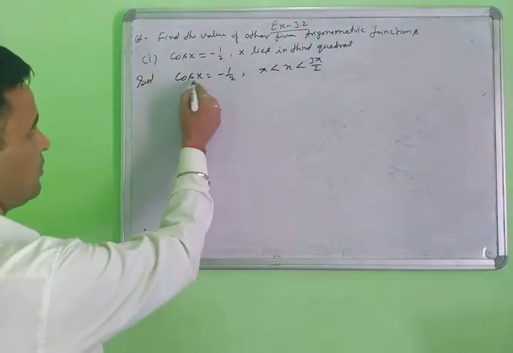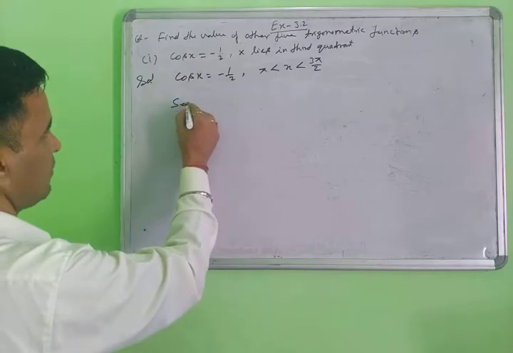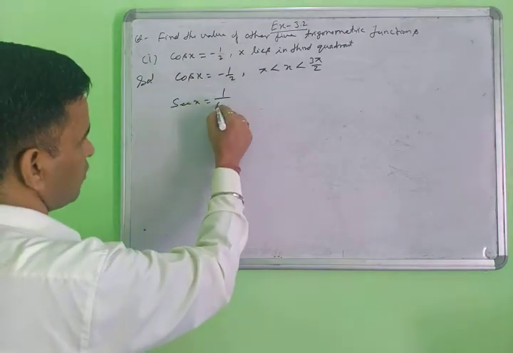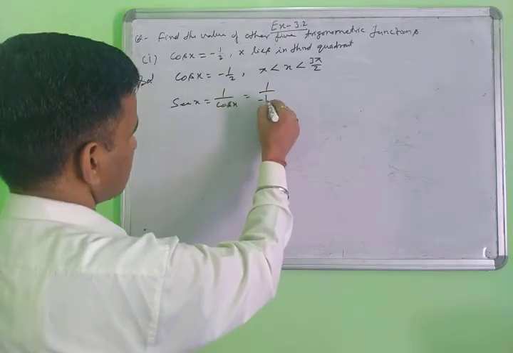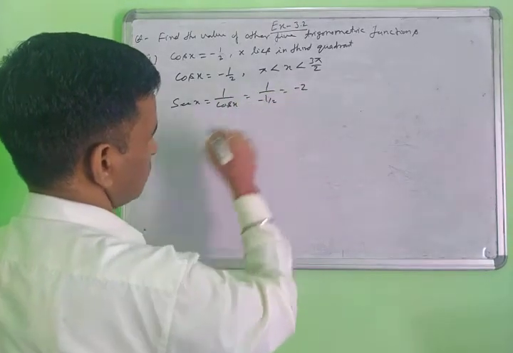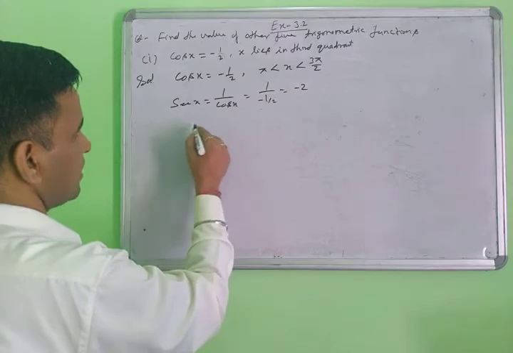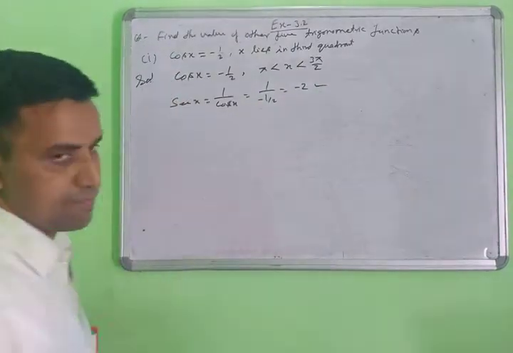Then what is the value of sec x? Sec x is 1 upon cos x. What is the value of cos x? 1 upon minus 1 by 2. This will be minus 2. The value of sec x here is minus 2. This is the first answer.